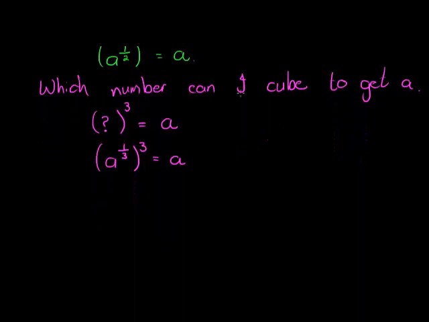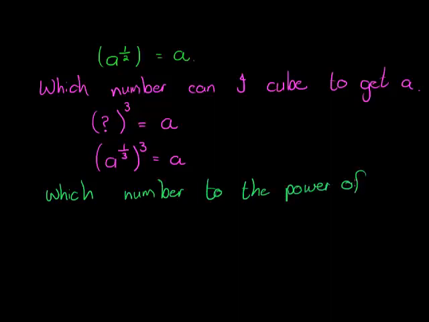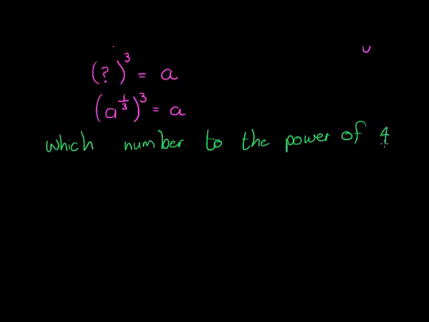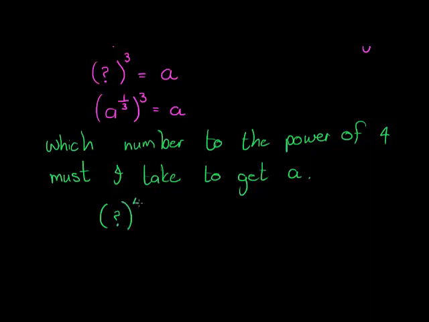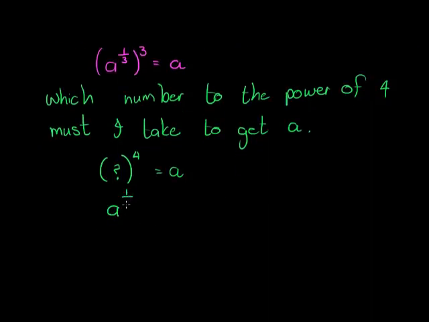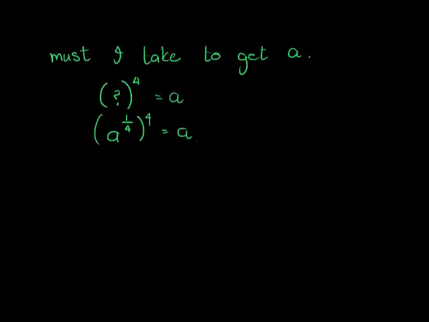And I can go on. This was to the power of 3, the previous one was to the power of 2. Which number to the power of 4 must I take to get a? In other words, I'm thinking of a number. If I take it to the power of 4, I'll get the answer a. What was that number? Well, it must be a to the power of a quarter, because a to the power of a quarter, to the power of 4, is equal to a.